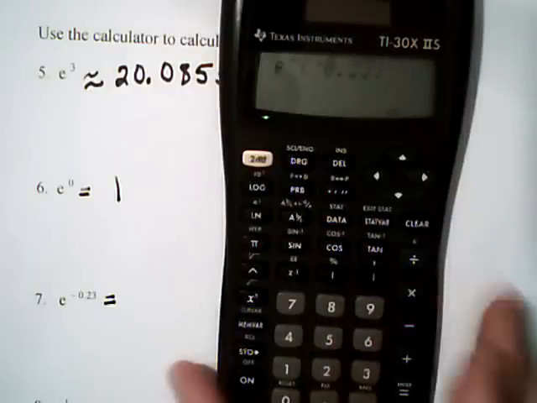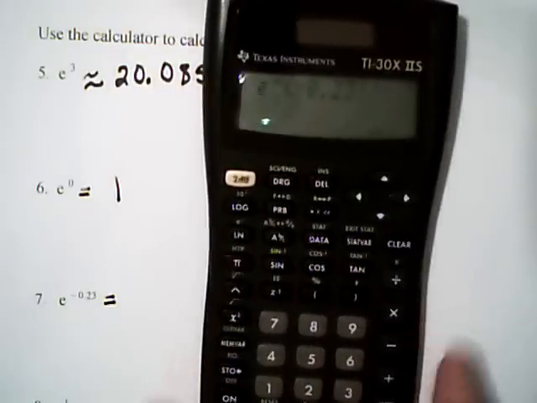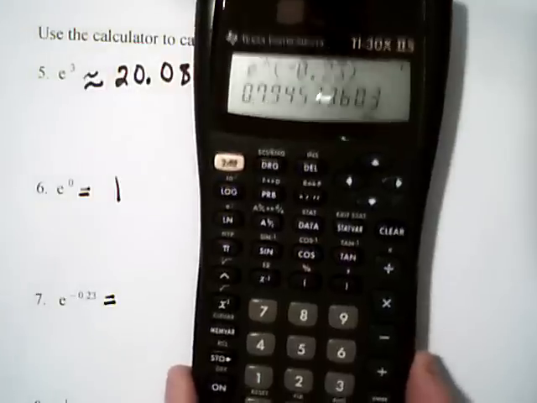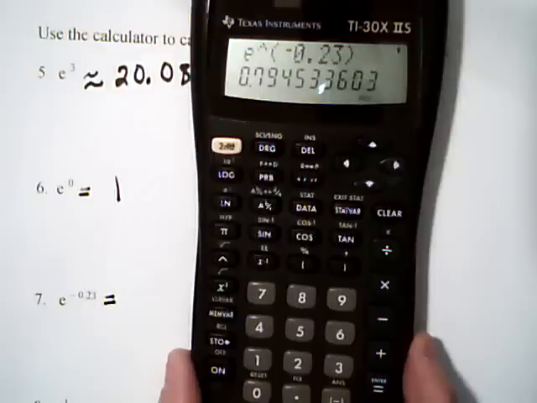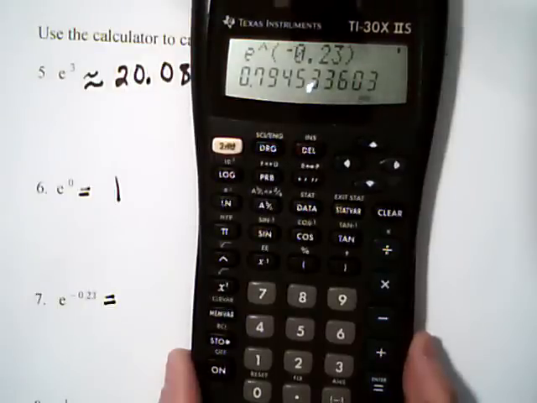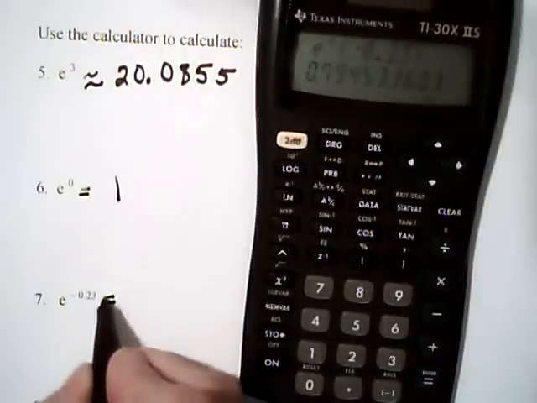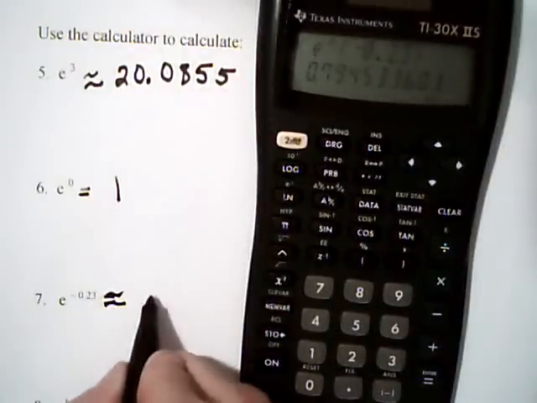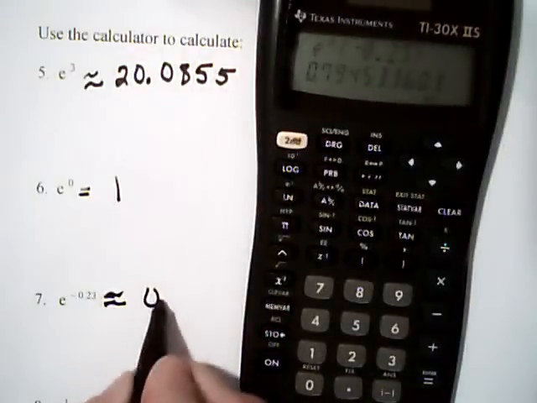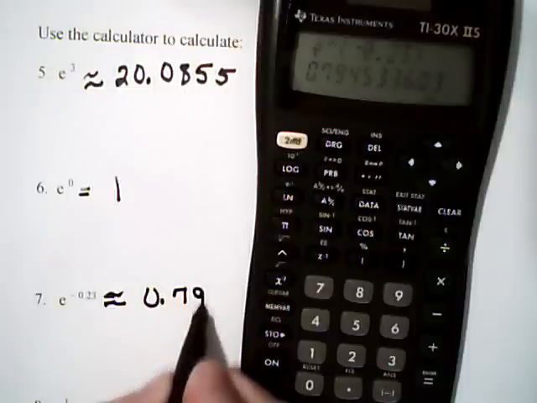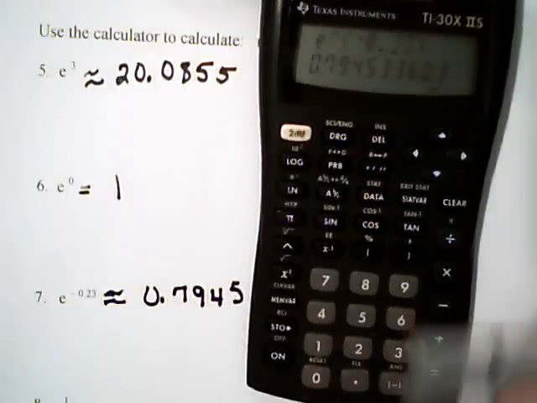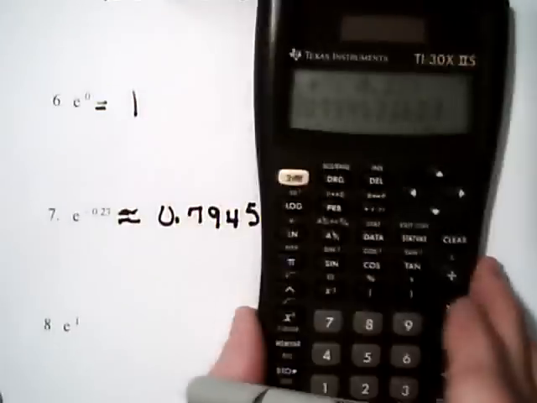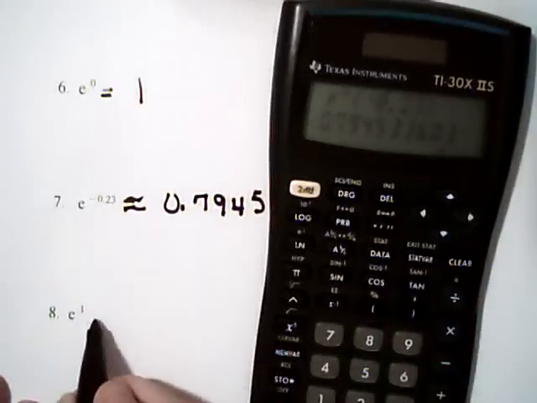Number 7, I have e raised to the negative 0.23, close my parentheses, and hit equal. Now I have 0.7945 and then a 3. The 3 is not big enough to cause anything to happen. Now I'm rounding that, so this will be approximately 0.7945.